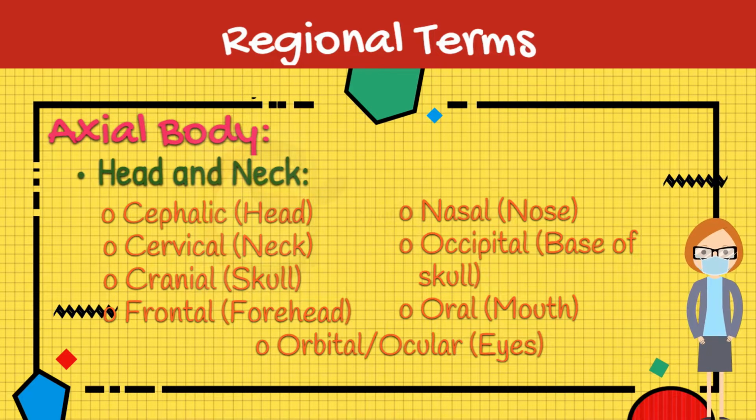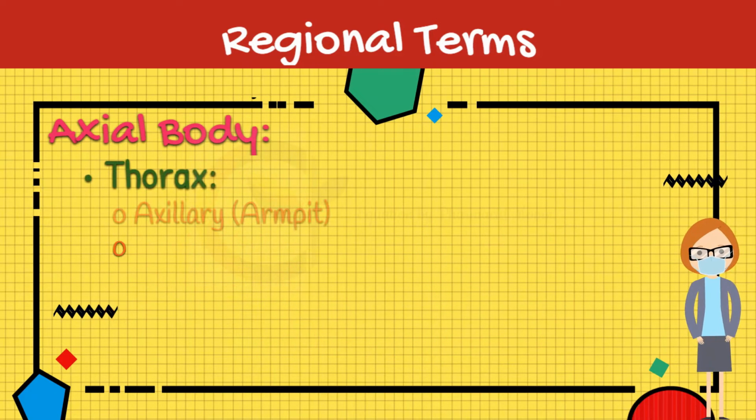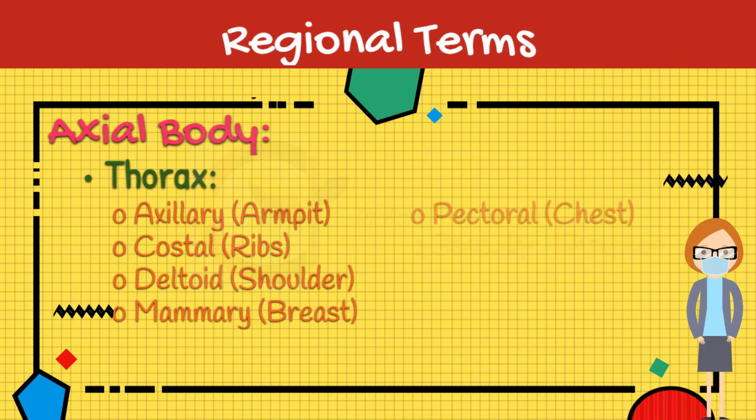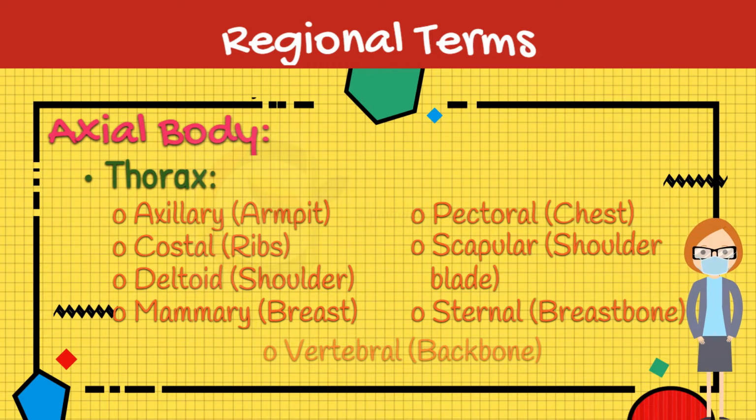Thorax. It incorporates axillary, relating to armpit; costal, relating to ribs; deltoid, relating to shoulder; mammary, relating to breast; pectoral, relating to chest; scapular, relating to shoulder blade; sternal, relating to breastbone; and vertebral, relating to backbone.